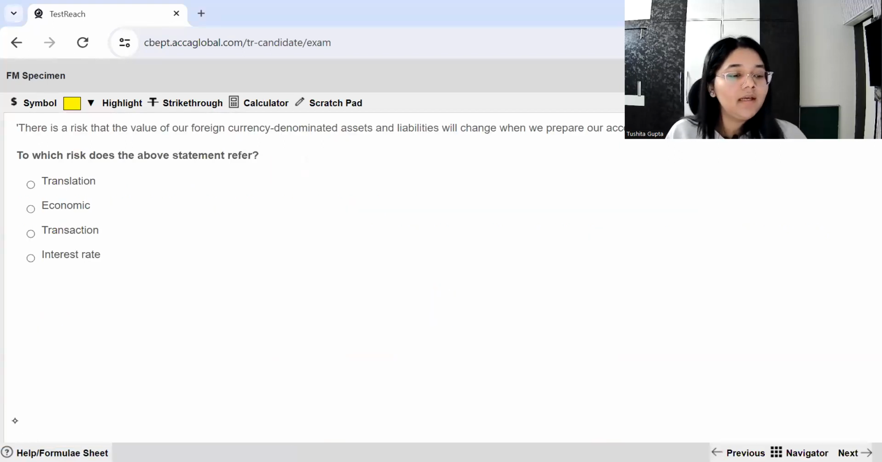Moving on to the next one, there is a risk. We have to identify to which risk the above statement refers. There is a risk that the value of our foreign currency denominated assets and liabilities will change when we prepare our accounts. This exactly is what we have studied as the definition of translation risk.